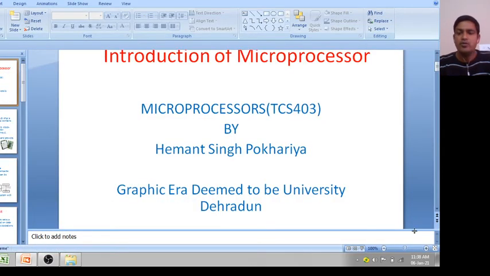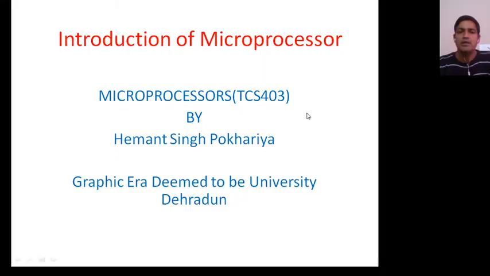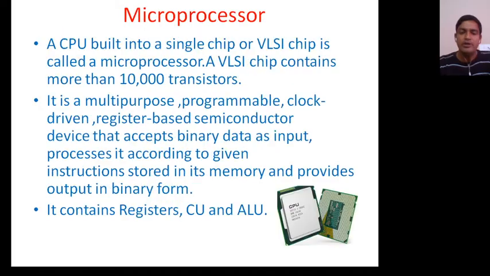Hello everyone. Today I am going to discuss the introduction of microprocessor and microcomputer. What is a microprocessor? A microprocessor is a CPU built into a single chip, or a VLSI chip. And what is a VLSI chip? VLSI is very large scale integration. In this, millions of transistors or MOSFETs are fabricated in a single IC.